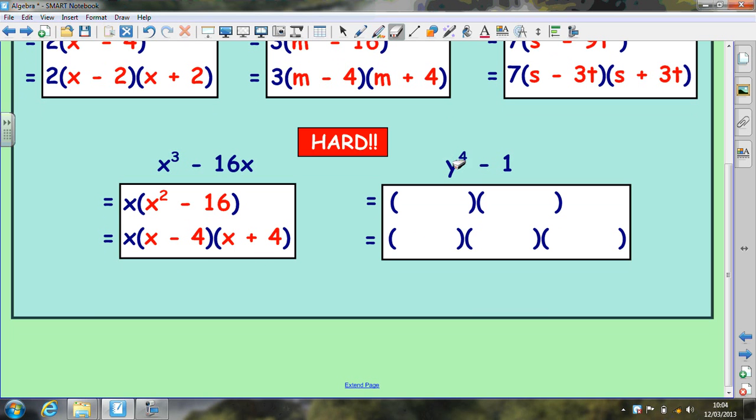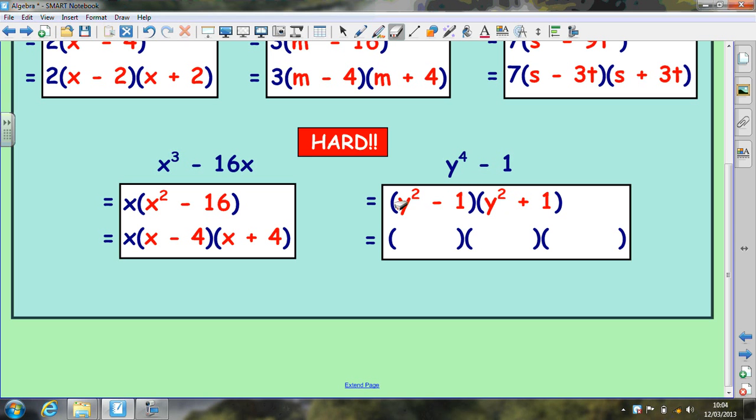Finally here, we've got y to the power 4 take away 1. We need y squared times y squared will give you your y to the power 4. 1 times 1 will make your 1 at the end, and a positive and a minus. So that's the difference of two squares there.